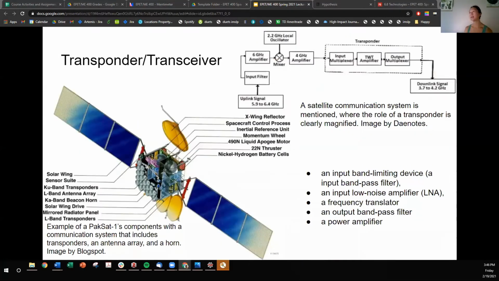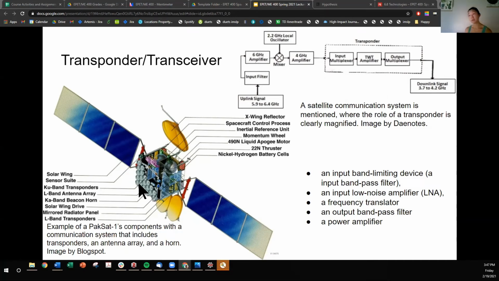Okay, now let's talk about behind the antenna. There's going to be some transponder or transceiver, where a transponder or transceiver is a combination of some circuitry. It can be a combination of a simplex, duplex kind of technology combined with an amplifier.